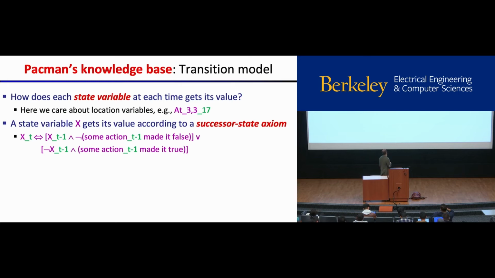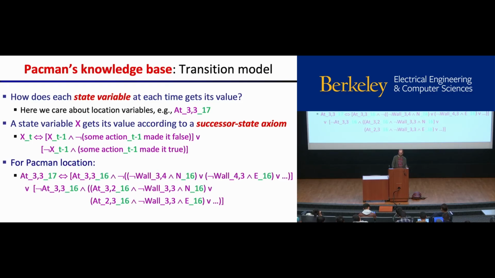xt minus 1 was true, and the action taken at t minus 1 didn't make it false, or xt minus 1 wasn't true, but then the action at t minus 1 made it true. Obviously, there's more to fill in about exactly how this works. So for Pacman's location, it gets a little messy.